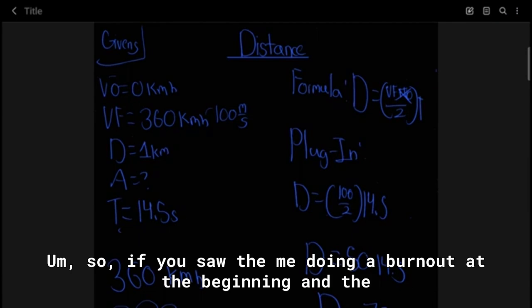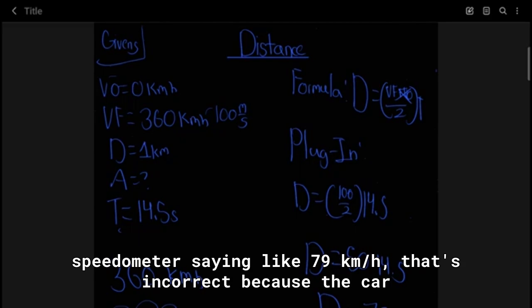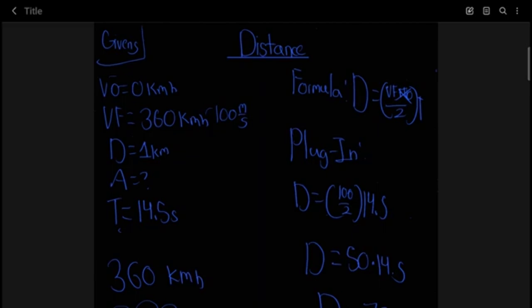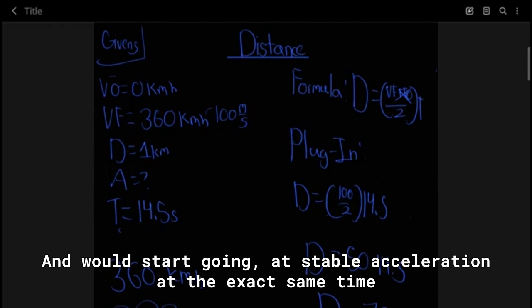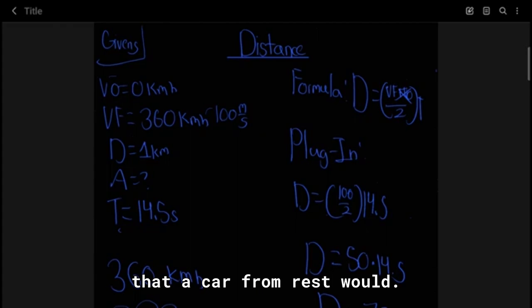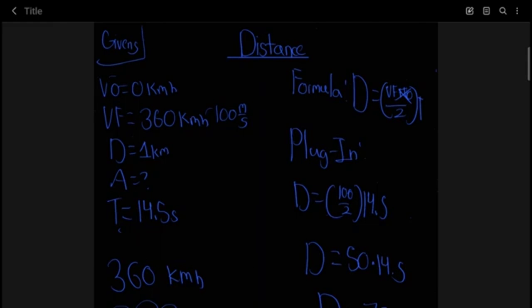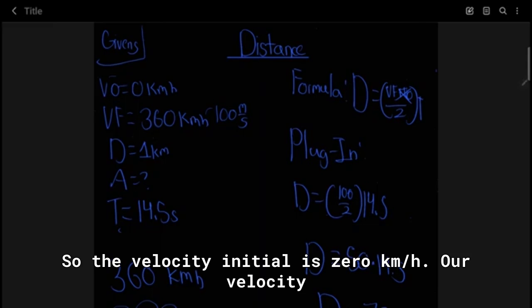If you saw me doing a burnout at the beginning and the speedometer saying like 79 kilometers per hour, that's incorrect, because the car struggles for traction off the line. It would start going on stable acceleration at the exact same time that a car from rest would. So there is no difference because of burnouts and stuff. So the velocity initial is 0 kilometers per hour.